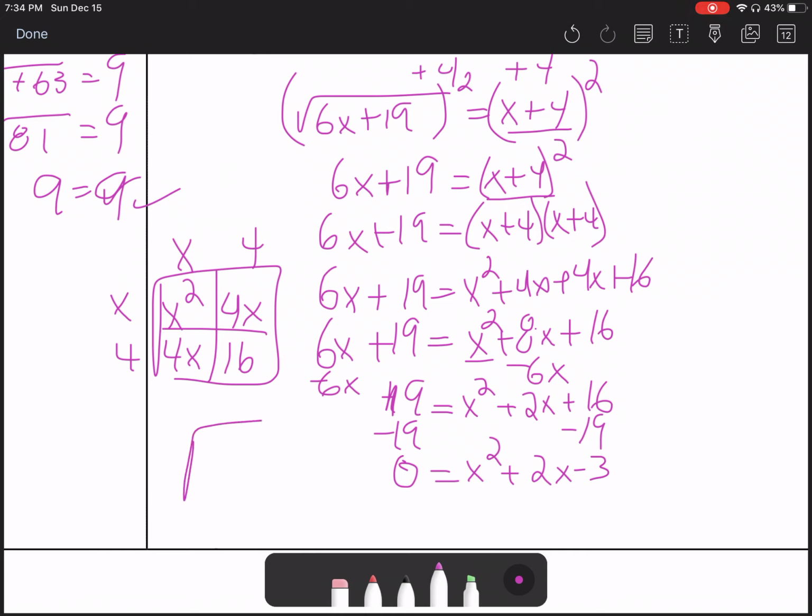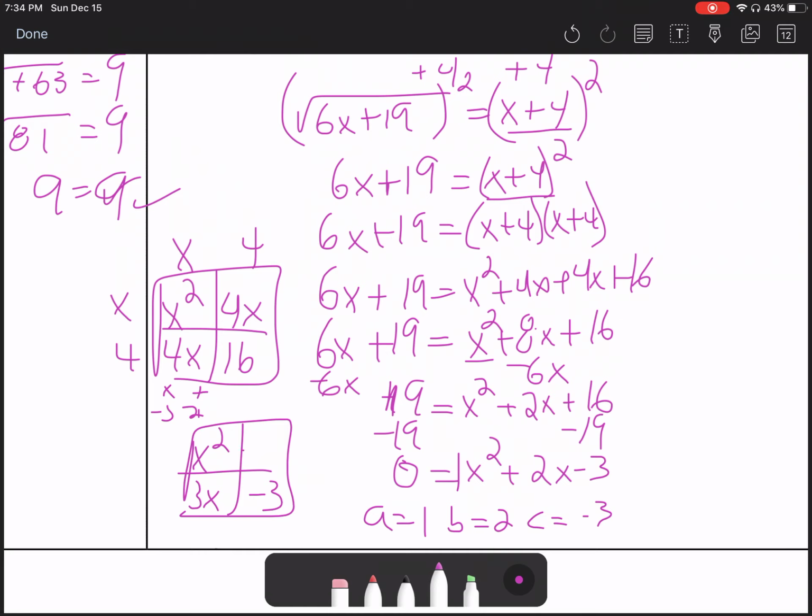I go through, I'm just going to do the factoring. If you were to do the quadratic formula, a would be equal to 1, b would be equal to 2, and c would be equal to negative 3. I do believe it's a little bit more work than factoring for this case. This would be x squared, this is negative 3. We're looking for two numbers, they multiply to be negative 3 and add to be 2. 3 does not have many factors, so this is going to be 3x and negative 1x.